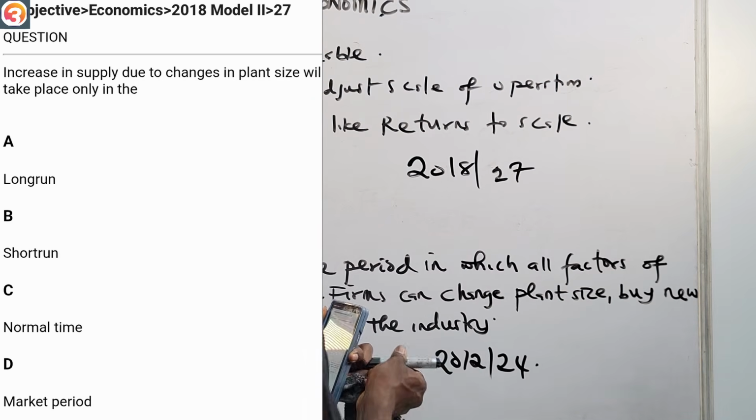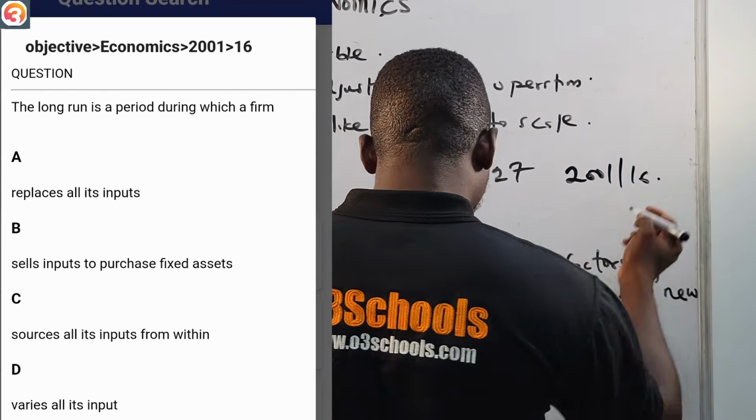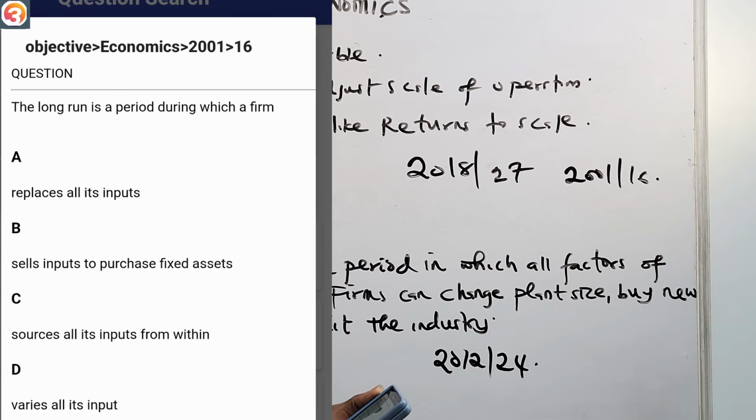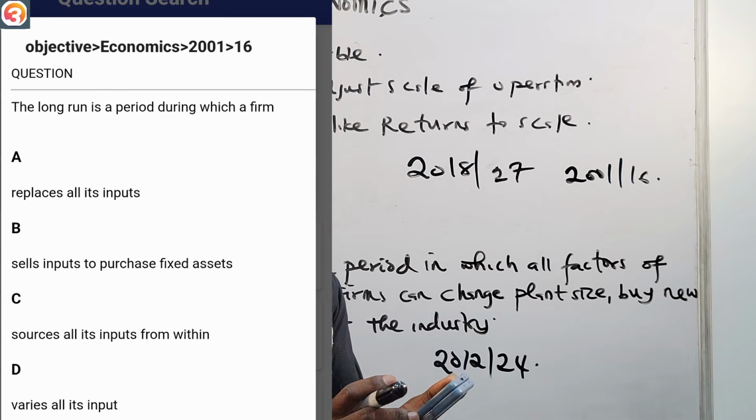Number 2, 2001 number 16. They say the long run is a period during which a firm: A, replaces all its inputs; B, sells inputs to purchase fixed assets; C, sources all its inputs from within; D, varies all its inputs. The word replace and the word vary are not the same. So varies is the correct answer. Either replaces all its inputs or varies all its inputs, which one did I tell you? Tell me in the comment section. Let me see how good you are at following.